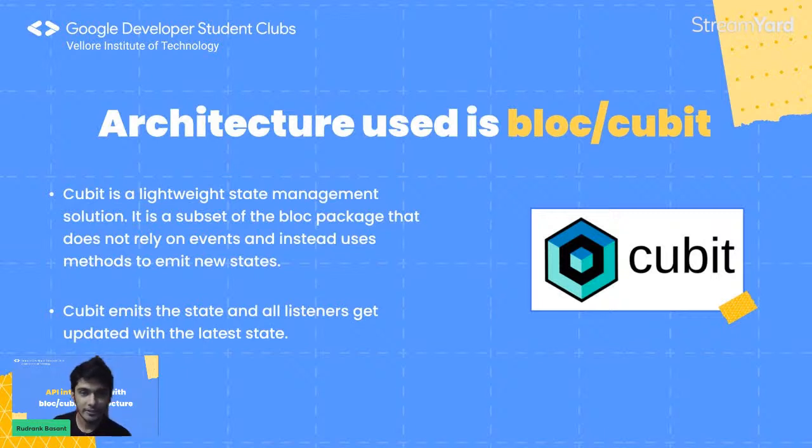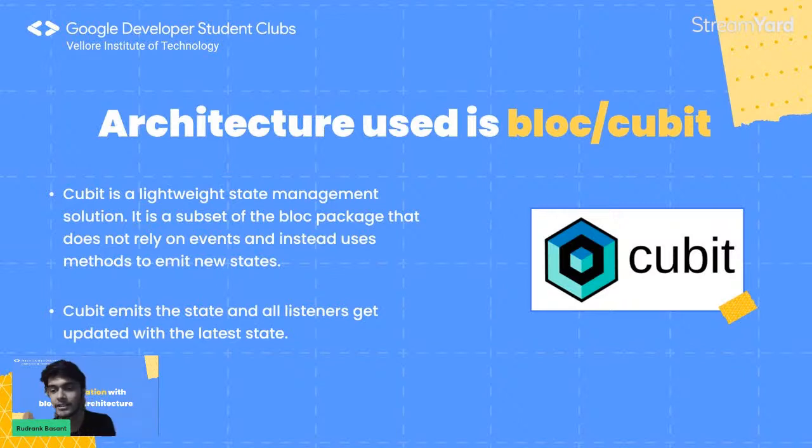Cubit is a lightweight state management solution. This architecture, Bloc and Cubit, is a state management solution architecture. It is a subset of the Bloc package. As I said, it is a derivative of the Bloc package. And I personally prefer Cubits instead of Blocs because it has better syntax, and I think there is less boilerplate code. Many people do believe that Cubit has better syntax.